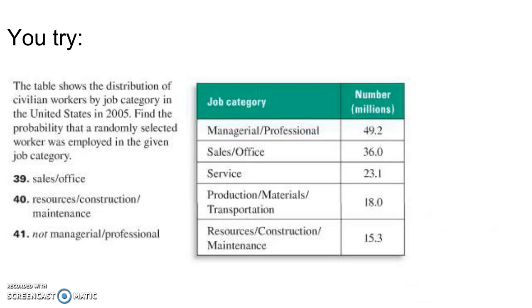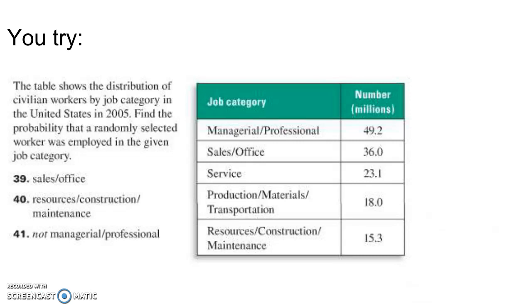If we were selecting a worker at random, what would be the probability that they would work in that given job category? There are 3 of these. I'll do the first one, and then you can try 2 of them on your own. The first one is, what's the probability that a worker works in sales or an office position? How many are there from the table? 36 million.